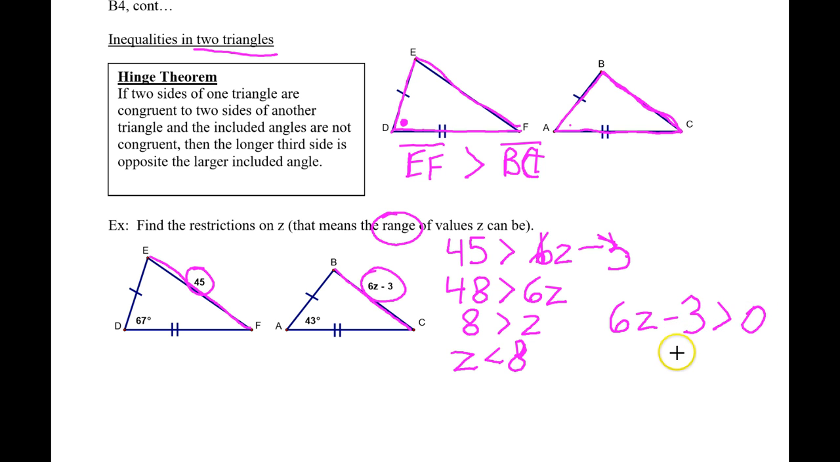All right, if I solve that, let's add 3 to that side and then divide both sides by 6. We'll skip a couple steps here. If you add 3 and divide by 6, that's 3 over 6, which just reduces to 1 over 2. So we say z has to be less than 8, and it also has to be greater than 1/2 in order for this to work. So combining that, remember, we put our z in the middle, we put our smallest number to the left, and our larger number to the right, and our signs typically always look like this, meaning z has to be something greater than 1/2 and also something less than 8.